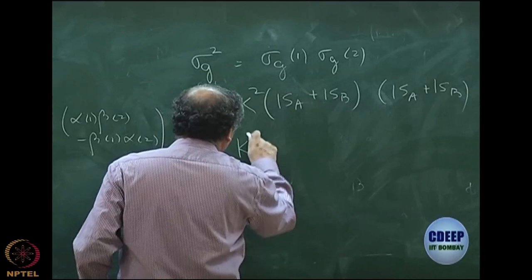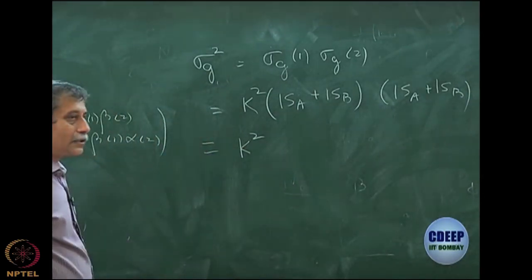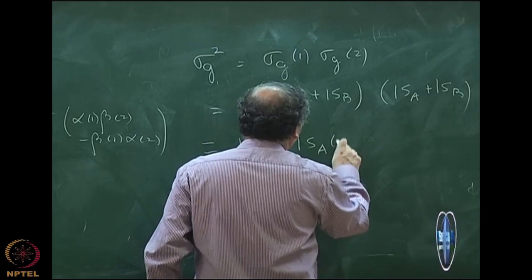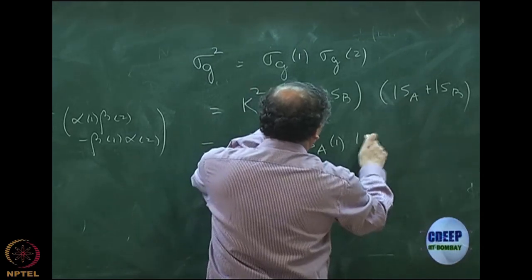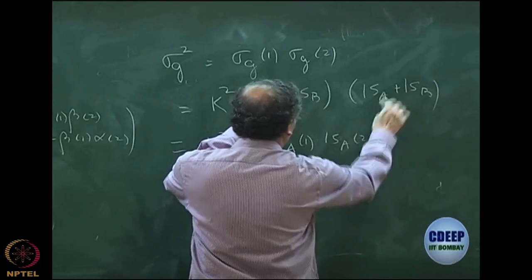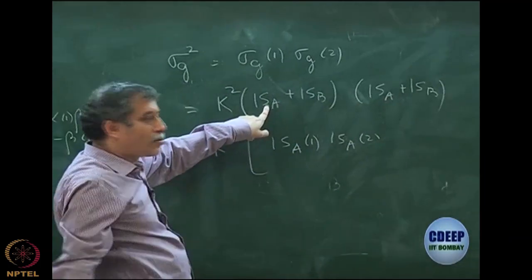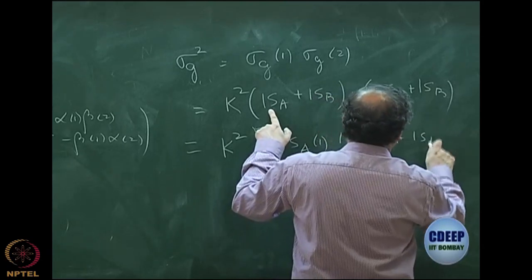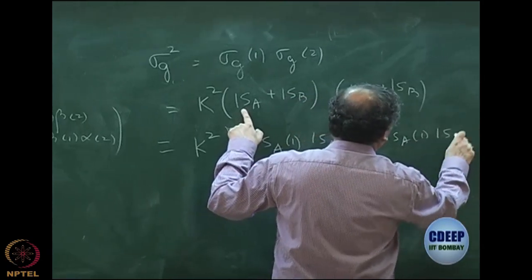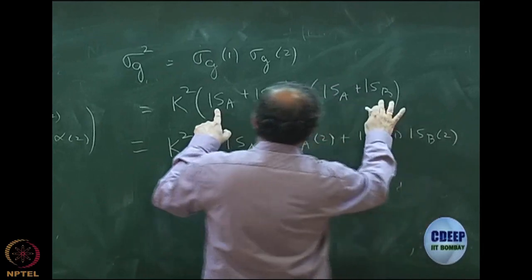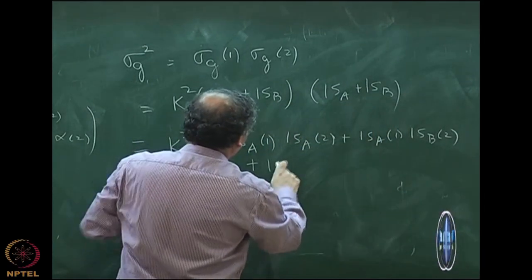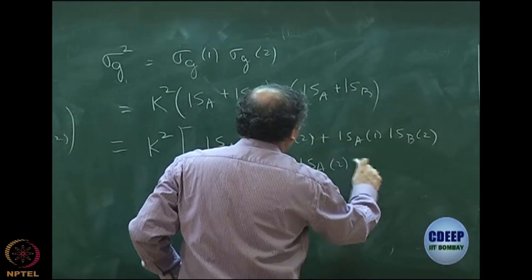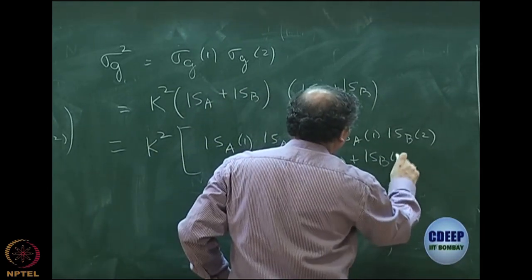So let me now expand this further. I have k square into 1s a 1 into 1s a 2, correct? Remember, this has coordinate 2, this is coordinate 1. So 1s a 1 into 1s a 2 plus 1s a 1 into 1s b 2, right? Plus 1s b 1 into 1s a 2, correct? Plus 1s b 1 into 1s b 2.